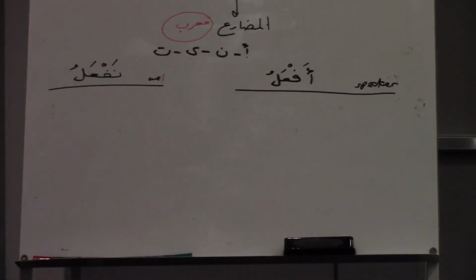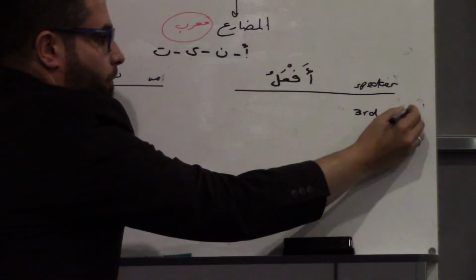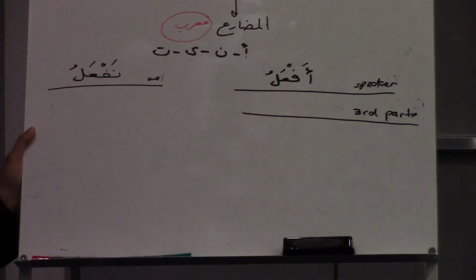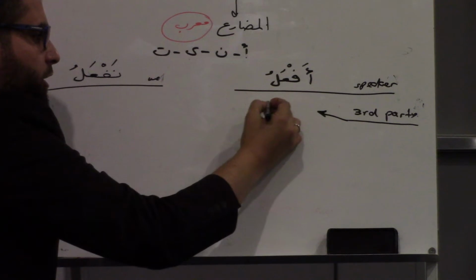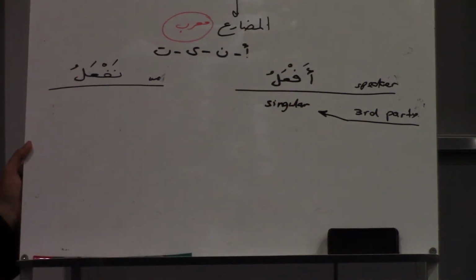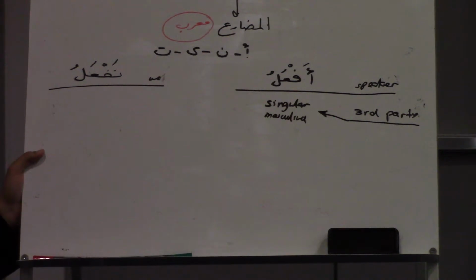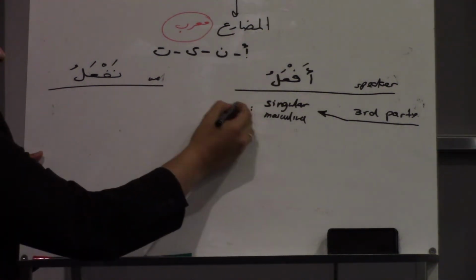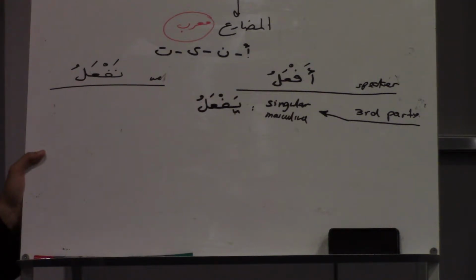Now, if I want to talk about someone, so I want to do a bit of ghiba, if I want to be talking, or maybe say some nice things about someone, if I want to speak of someone, so let's say third party. Are you understanding what third party means? We're talking about someone else. We're not talking about ourselves, and we're not talking to the person in front of us. So third party has more than one. If it's singular, so I'm talking about one person, right? Masculine. So I'm talking about one male. So what do I do? Yaf'al. All right? We're talking about third party now. We're talking about someone. So we're talking about a singular masculine, singular male.